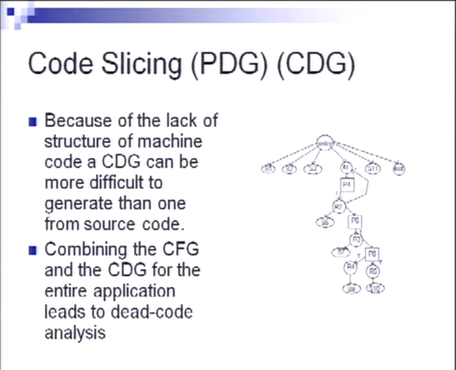Oh yes, and if you combine the CFG, the control flow graph, and the control dependence graph for the entire application, that can lead you to dead code analysis, which can show you where we can chop this code out of the binary, because it will never be executed anyways, which is how compilers do a lot of their, well, some of their optimization.